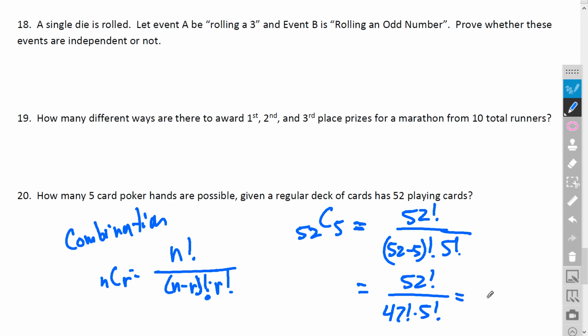All right, you can put this in a calculator. You can also put the combination in a calculator, 52 choose 5. This gives us 2,598,960 different poker hands, where the order does not matter.